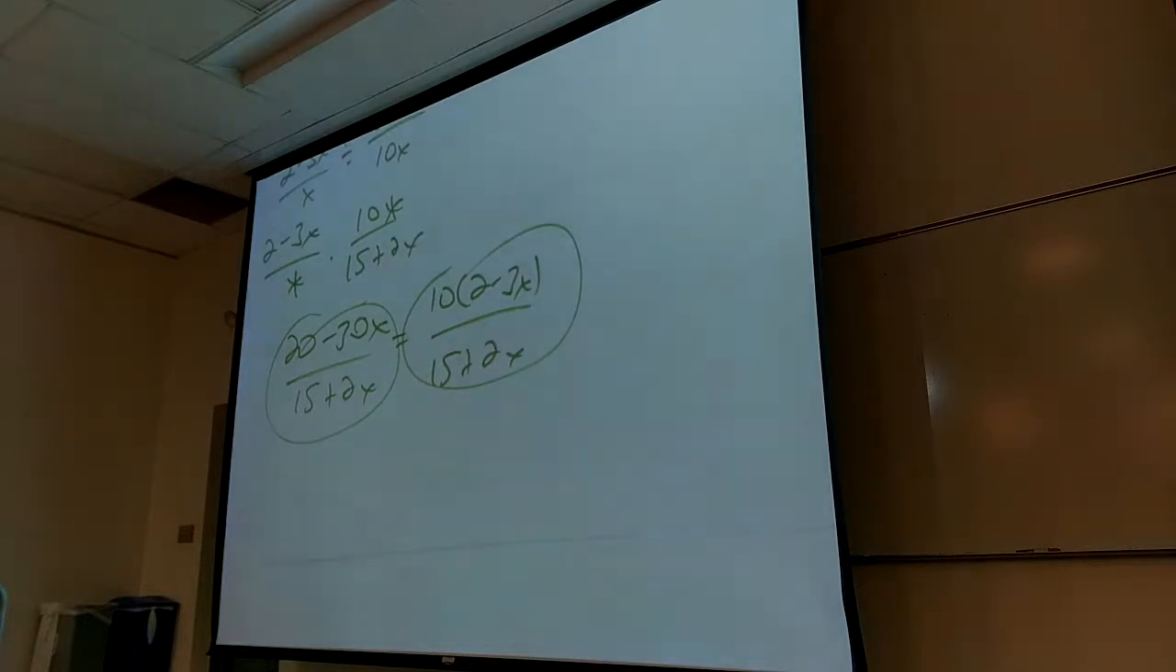Any questions on that first one? So yes, it makes sense. What are these called? These are called complex rational expressions.